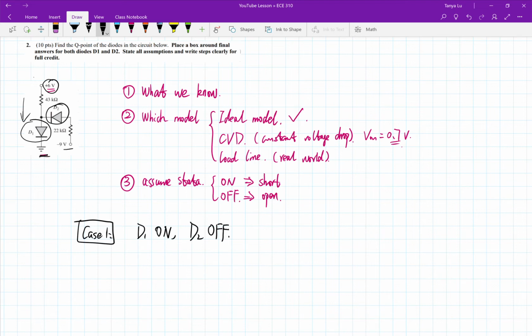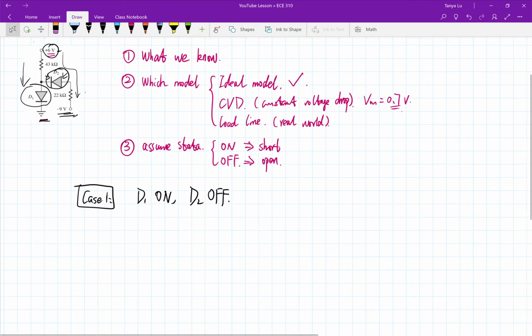And here's minus 9 volts. What that tells me? Here's 6 to minus 9. Minus 9 is way lower than positive 6. So it seems like current might flow this way, which means this diode will be off, because if I want it to be on, my current will flow from the cathode side to the anode side, which means it's off. So that's my assumption right here.